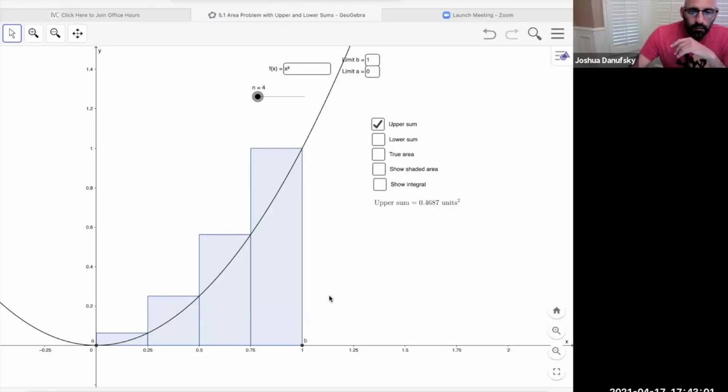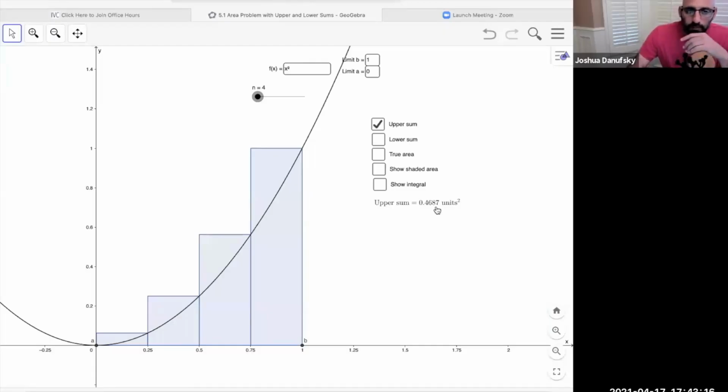And we have our 4 rectangles just like we saw. And you'll notice right here, the sum of the area of these four rectangles is 0.4687, which if you put 15 over 32 into your calculator, that's what you're going to get.